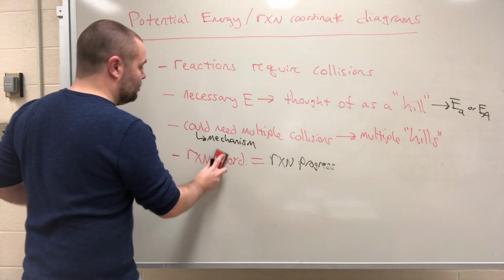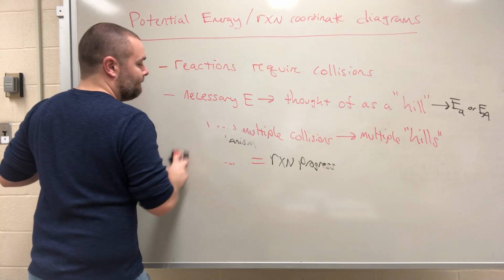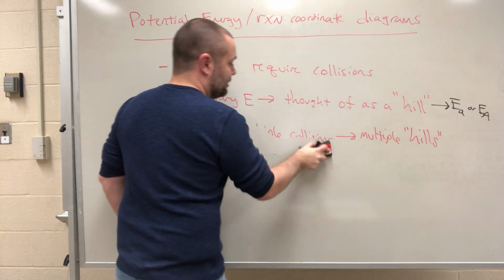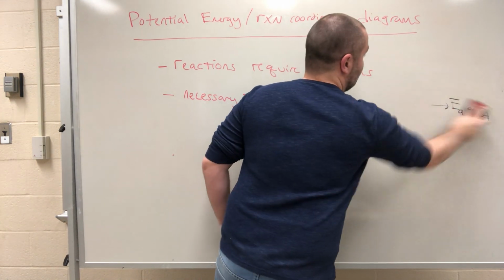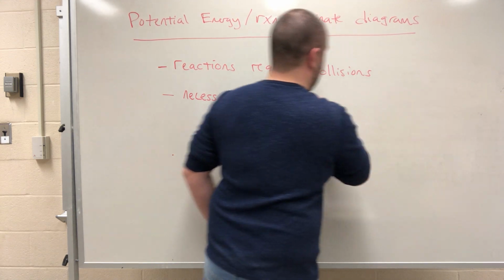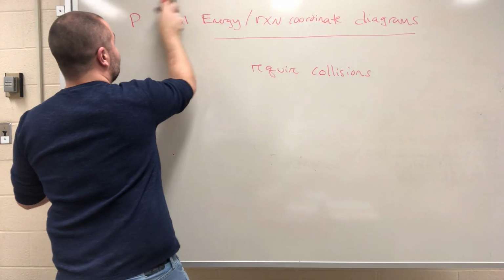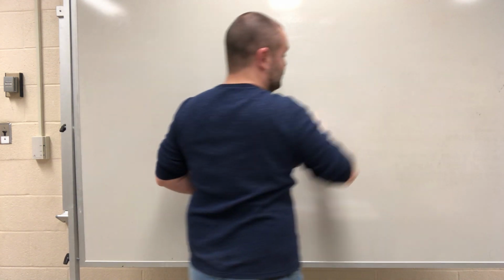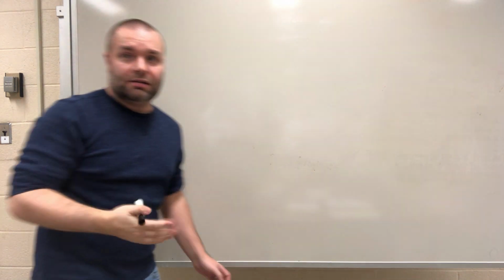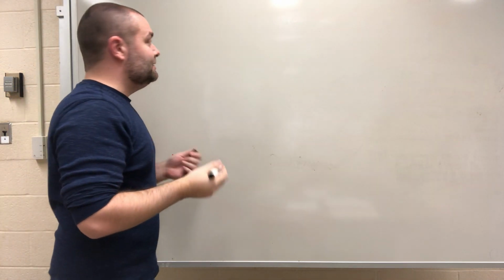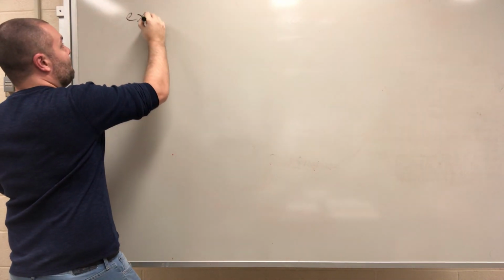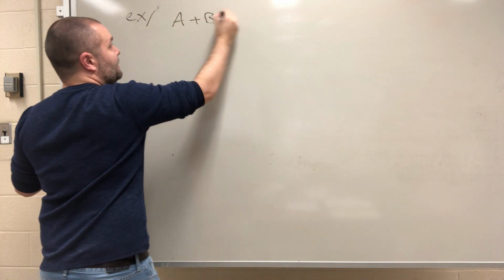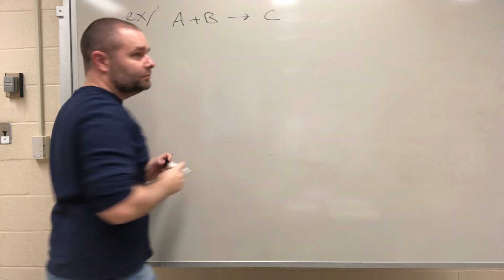So let's see what one of these looks like. Let's understand how to draw it, and then let's also make sure we understand how to pull important information off of the diagram itself. So let's do a simple case to start with, a simple reaction. Let's say that we have A plus B making C, right?